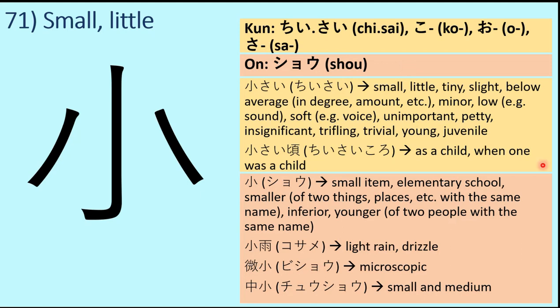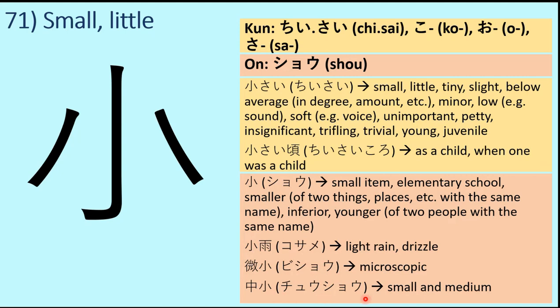Then we have kosame here, kosame. So you can see here there are two kanji symbols. This is ko and this is same, which means rain. So it means light rain or a drizzle kind of shower. So little rain. Likewise, this is bisho. Bisho means microscopic, that is very tiny.